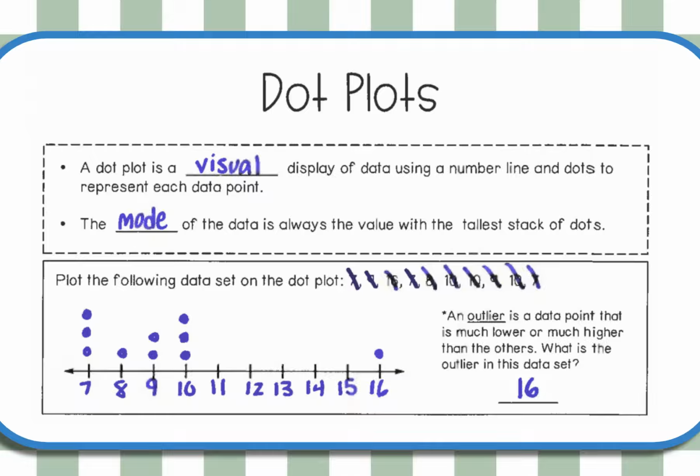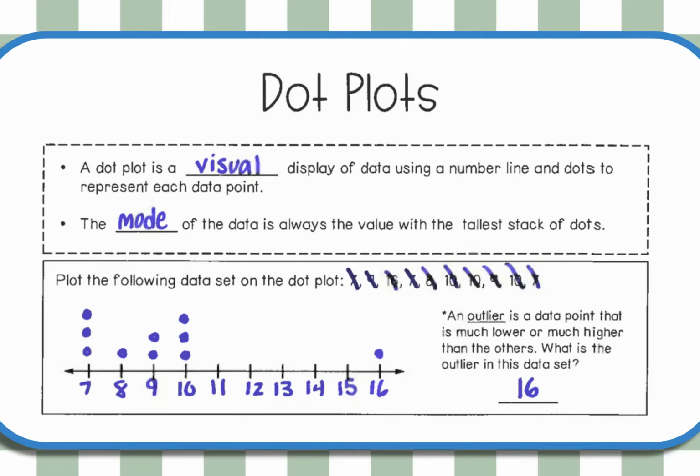An outlier is a data point that is much lower or much higher than the others. What is the outlier in this data set? Yes, it is 16. So there's not really a specific distance that it has to be apart from the rest of the numbers. You just gotta kind of eyeball it. Like if you see all the data clustered together except for one, then you would consider that an outlier.